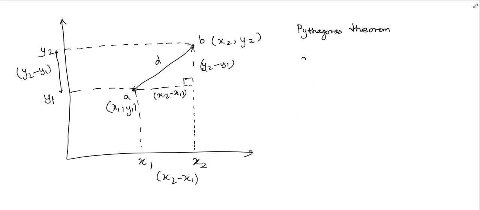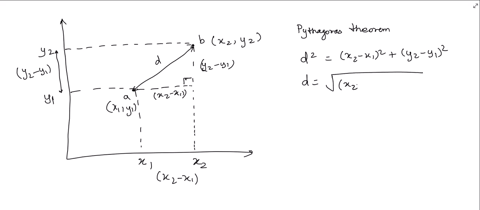we can say d square is equal to x2 minus x1 square plus y2 minus y1 square, and we take a square root. This is also called the Euclidean distance.